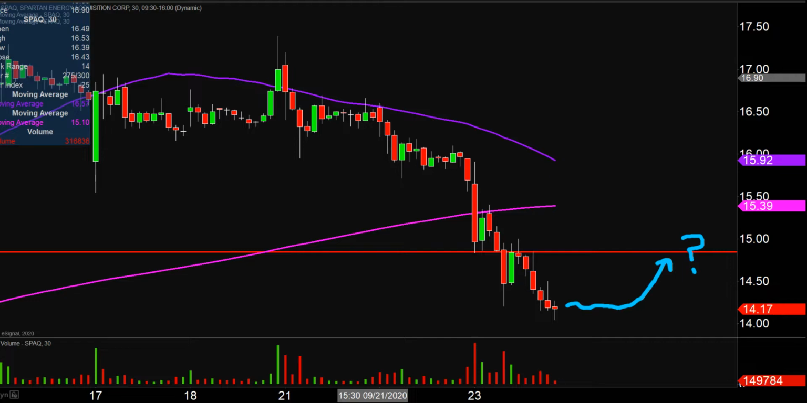Now, if the price can push up through there, the next key level you'd want to watch is that pink line up there, which on my chart denotes the 200 period moving average, currently valued at, we'll call it, $15.40.